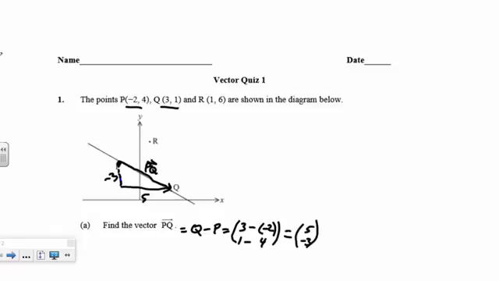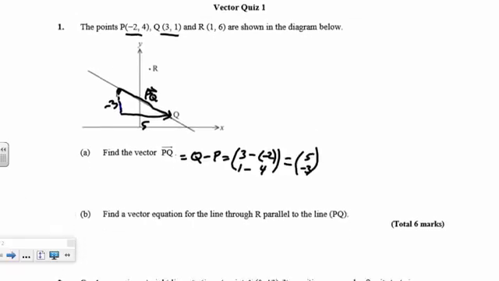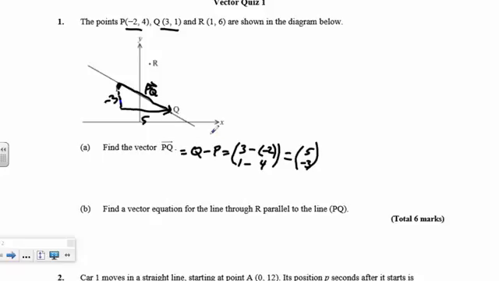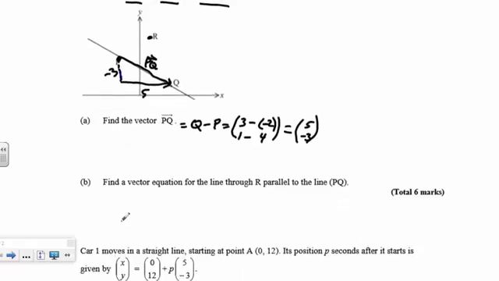Alrighty, so we can scroll down here and continue. Find the vector equation for the line through R that is parallel to line PQ. Okay, well, here we have point R, and they actually give us the coordinates for point R, which is nice. A vector equation of a line, though, actually there's an example of it right below us here. This is a good example.